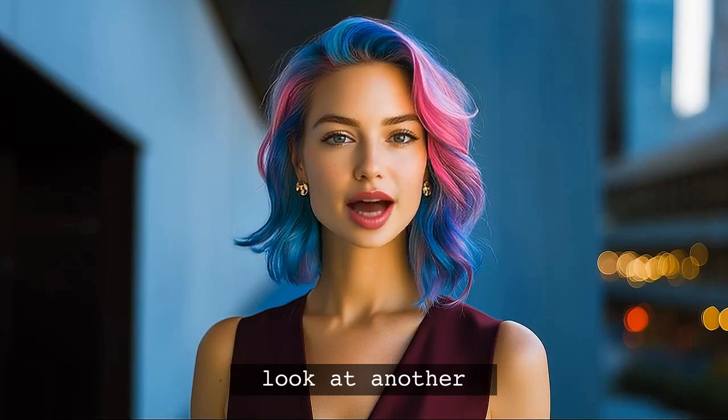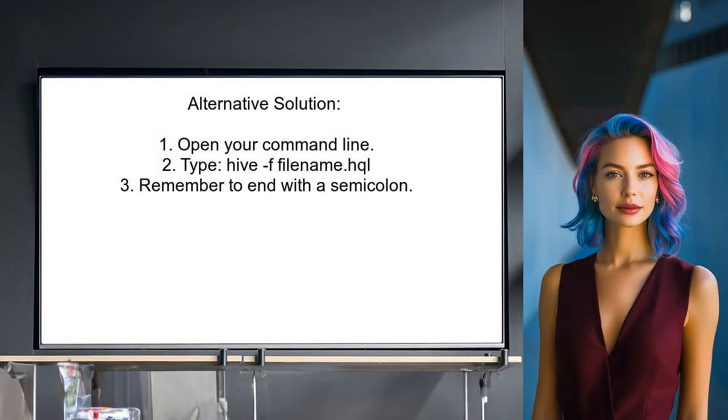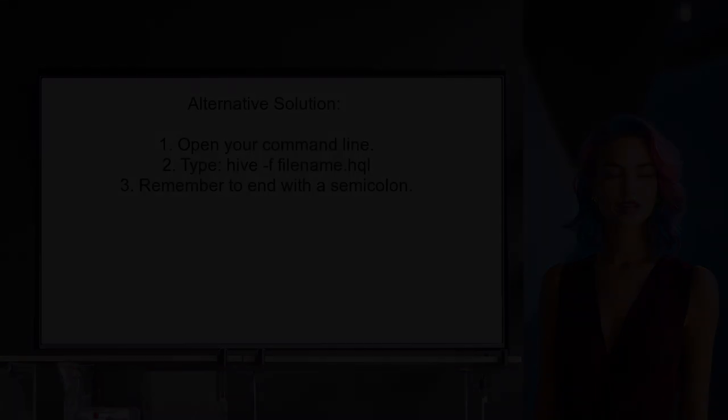Let's take a look at another one. An alternative approach to executing HQL commands from a file is to use the command line. Simply type hive -f filename.hql to run your HQL file.